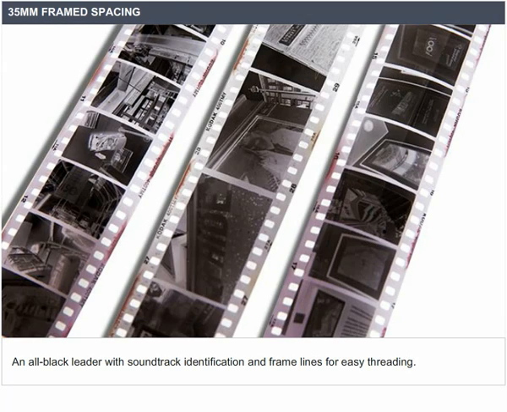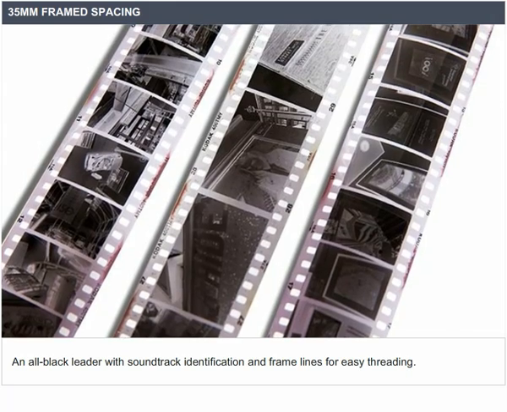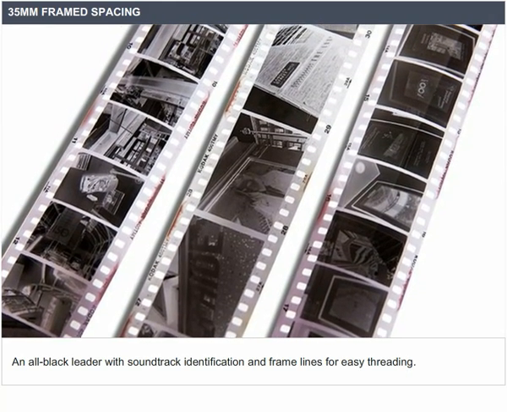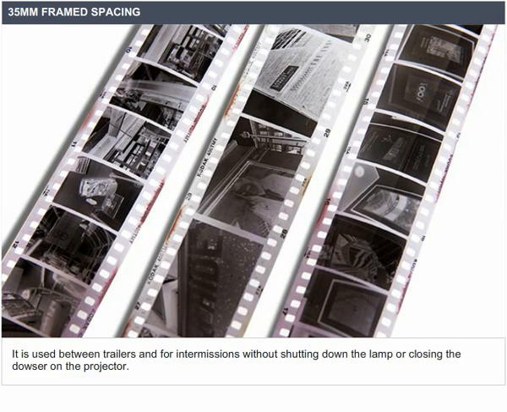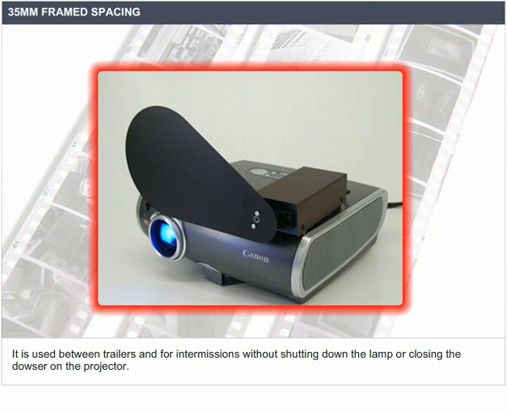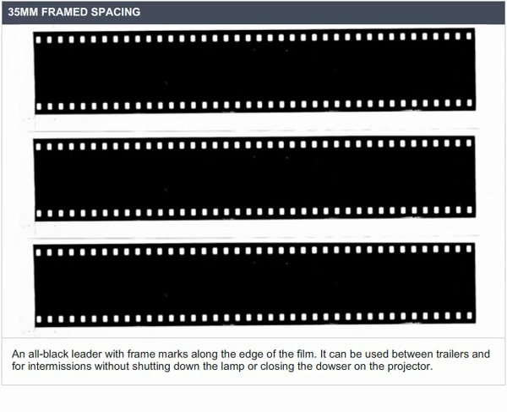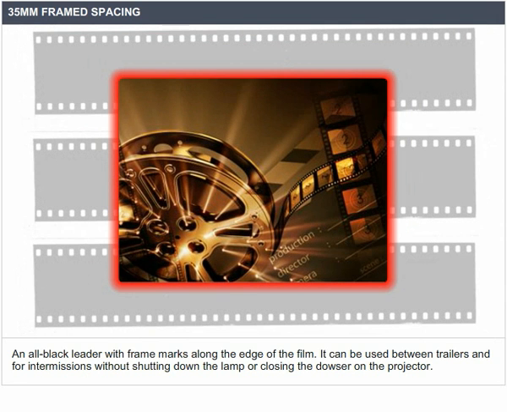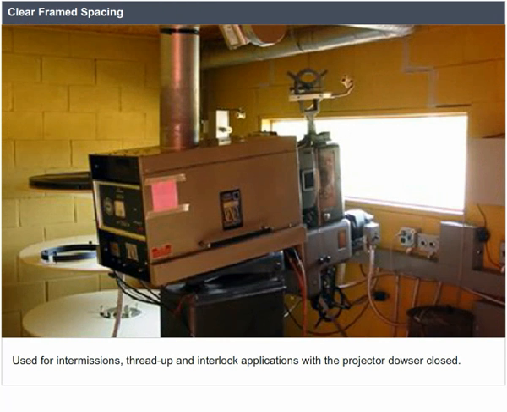35 mm framed spacing. An all-black leader with soundtrack identification and frame lines for easy threading. It is used between trailers and for intermissions without shutting down the lamp or closing the dowser on the projector. An all-black leader with frame marks along the edge of the film. It can be used between trailers and for intermissions without shutting down the lamp or closing the dowser on the projector.